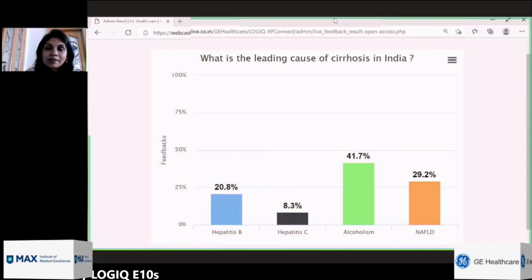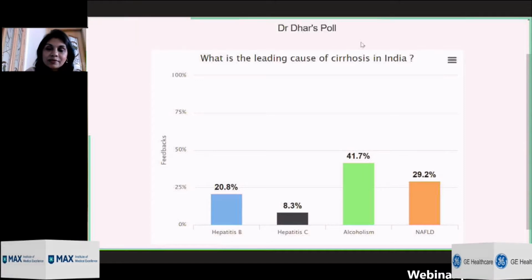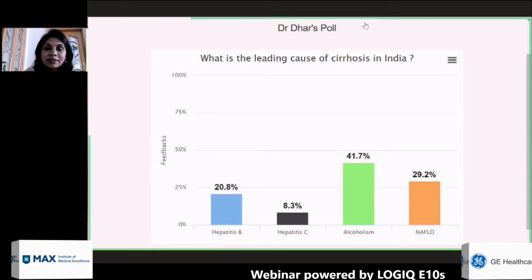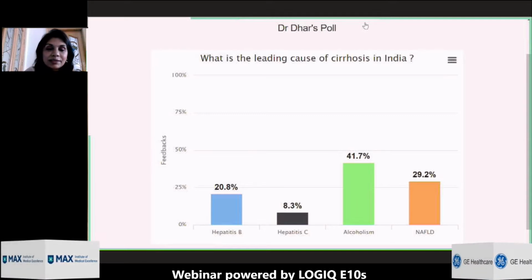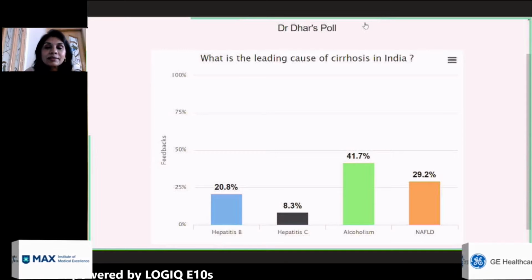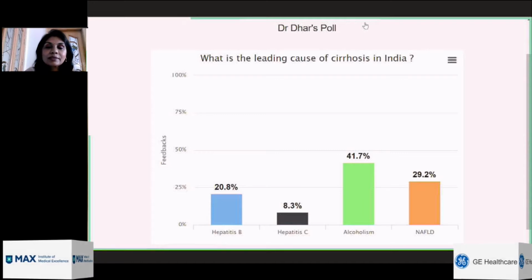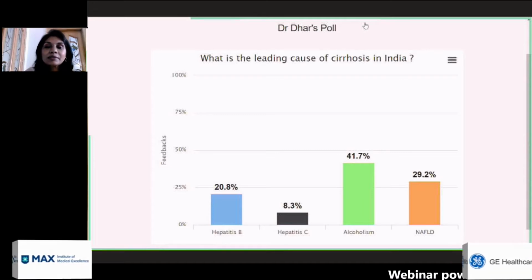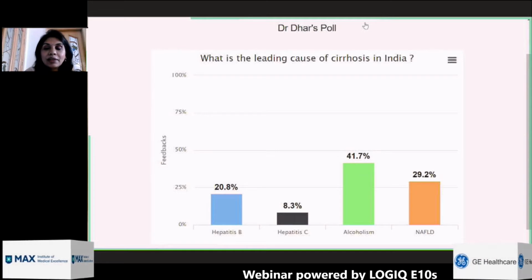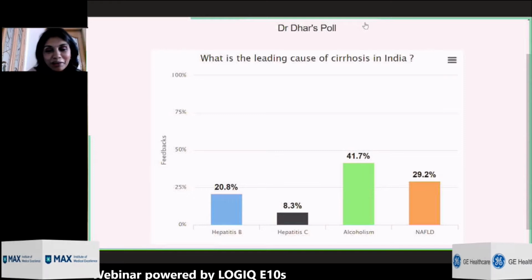NAFLD, I think Dr. Raj might correct me, may be the most important cause of cirrhosis in the US, but I don't know, I think I'm right. Increasingly so with the change in lifestyles and increasing prosperity, I think we are going to be seeing more of NAFLD and everything else is going to go down. Maybe alcohol we cannot change. Maybe alcohol is going to stick somewhere near the top, but NAFLD is surely going to catch up. After the last budget, I think it's going to be NAFLD.